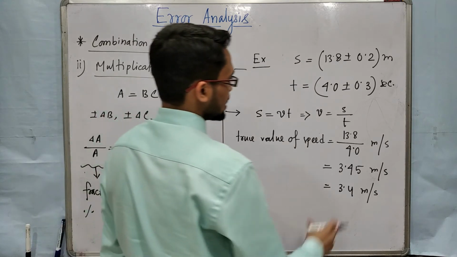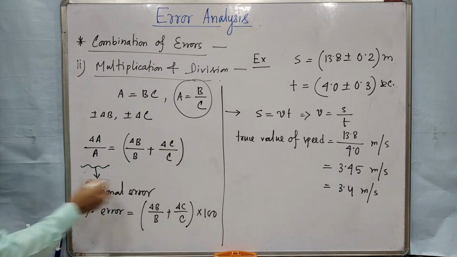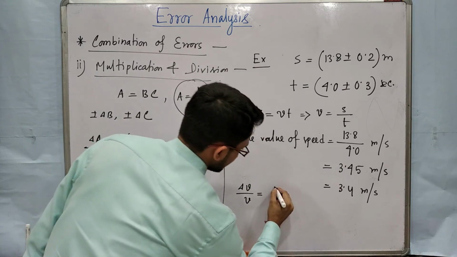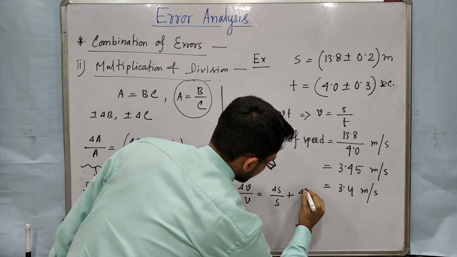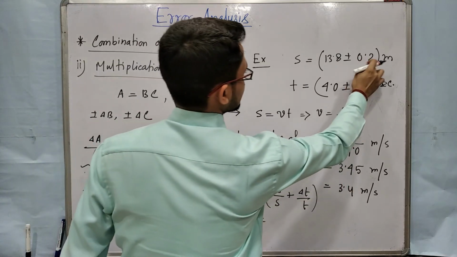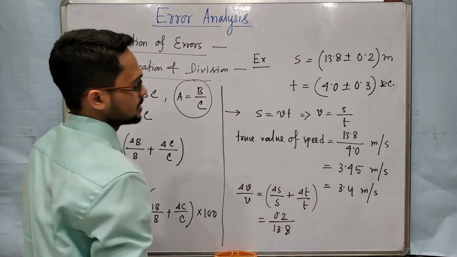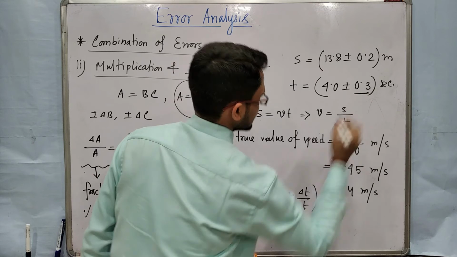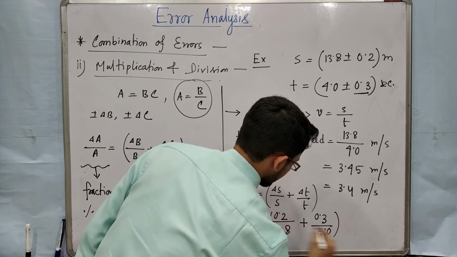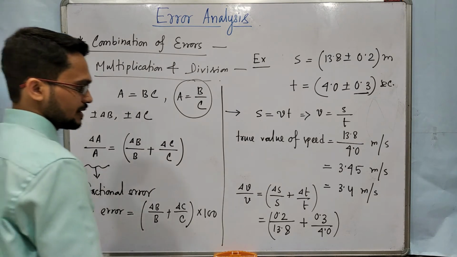Now we have to calculate the error. This is the division formula, and in the division formula the error will be like this: delta V by V equal to delta S by S plus delta T by T. Delta S is 0.2, so 0.2 by 13.8, plus delta T is 0.3, 0.3 by 4.0. You will get some value, and at the end we have to find delta V.